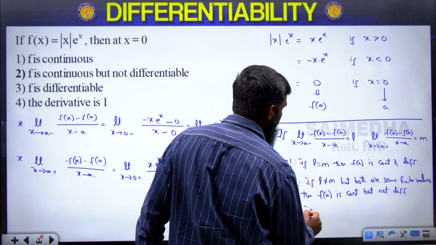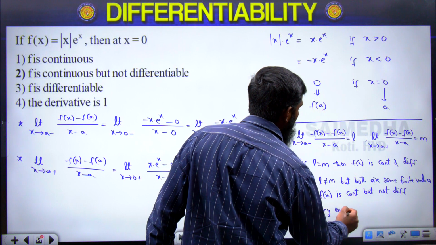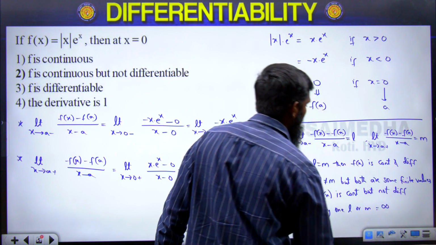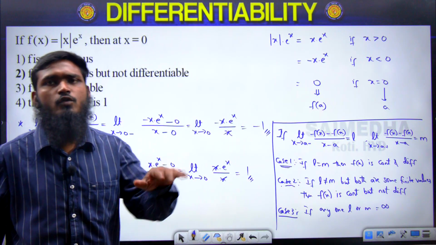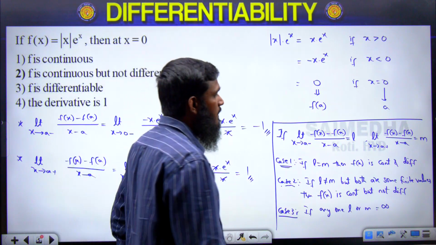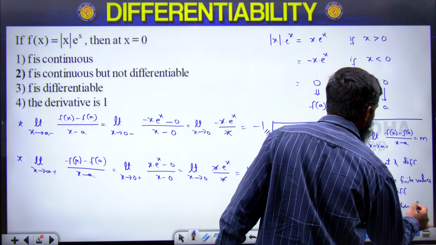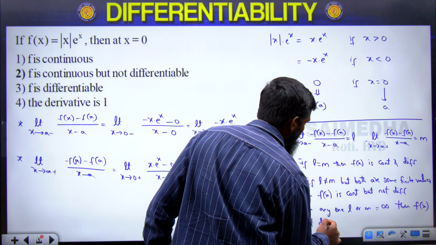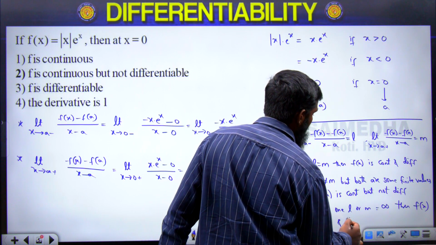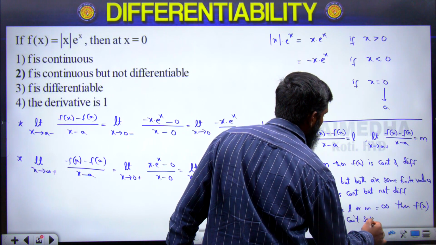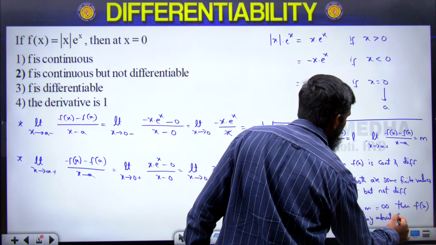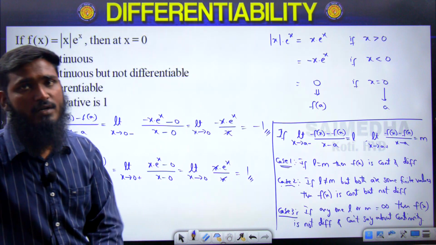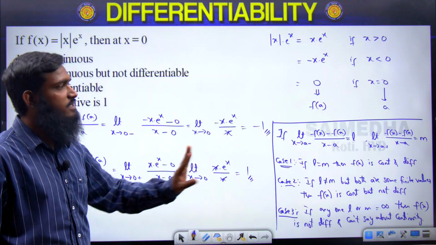In case 3, if any one of the L or m values is infinite, or both the values are infinite, then obviously we can say f of x is not differentiable, and we can't say anything about continuity either. Whether the function is continuous or discontinuous, we can't say. Okay. So we are having these 3 cases over here.